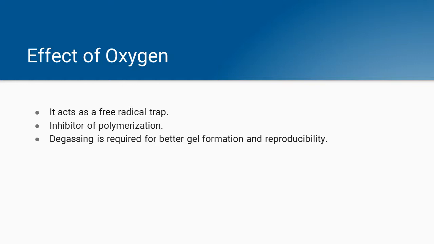Oxygen has a very adverse effect on the polymerization or formation of the PAGE gel. It acts as a free radical trap, meaning whatever radicals the APS is generating, oxygen is going to react with them and will decrease their concentration. That's why I'm saying that oxygen is a free radical trap. Since it is reacting with the free radicals, it will inhibit your polymerization process. So for proper polymerization to happen, you have to degas the SDS-PAGE solution. Degassing is required for better gel formation and reproducibility.